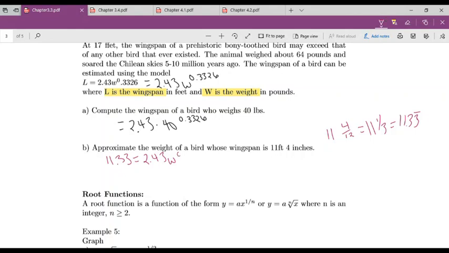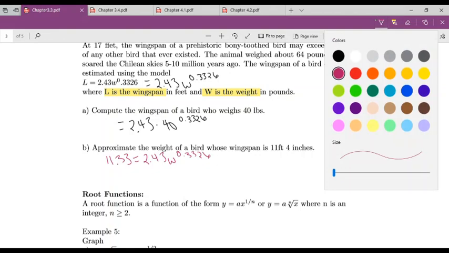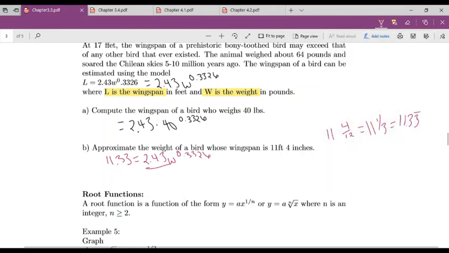Raised to the 0.3326. Okay, so obviously what we're going to do to get W by itself here is divide by that 2.43 on both sides, which will leave you with 11.33 divided by 2.43, and you can approximate that if you'd like, and that equals W to the 0.3326.